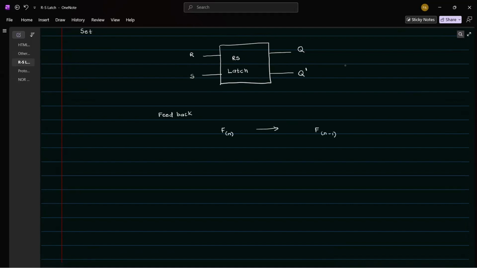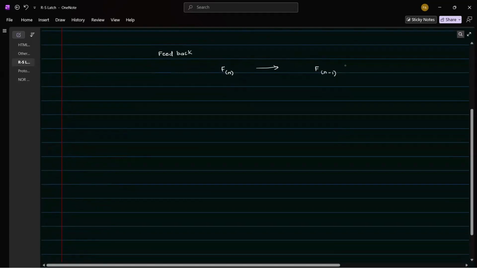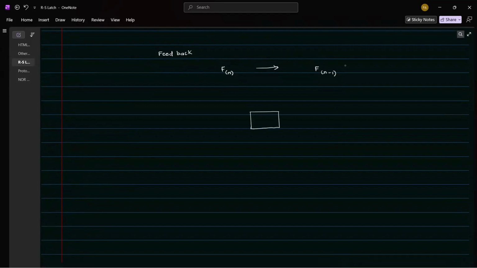But there is a practical problem. If we try to send Q, so let's say there is a block circuit, let's name it as X. It's some block circuit that uses feedback, and it takes two inputs A and B, and Q is the output, and Q is fed back into the system. Now this creates a small problem. The circuit will not be stable.